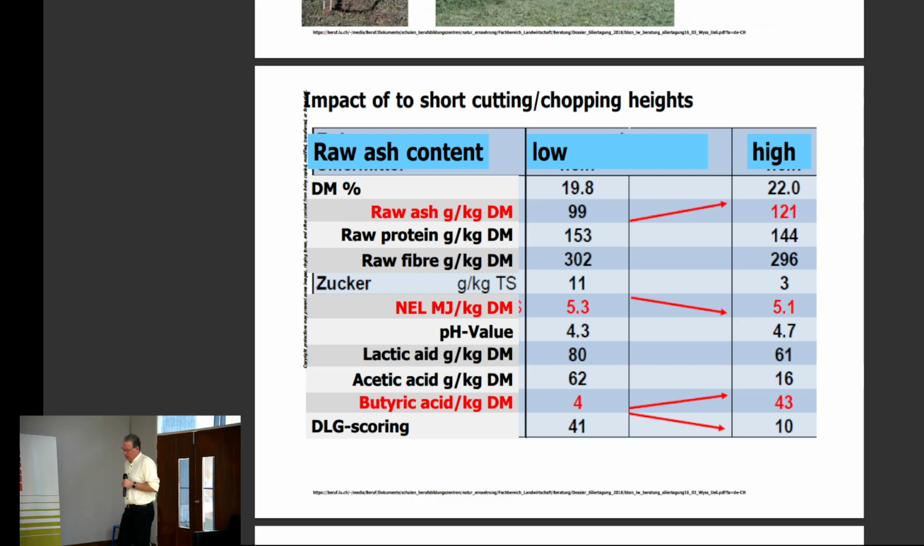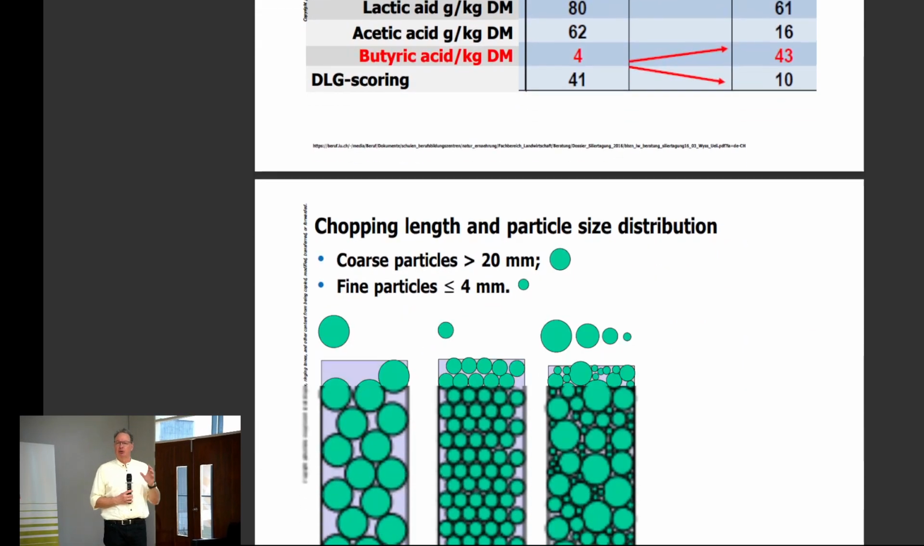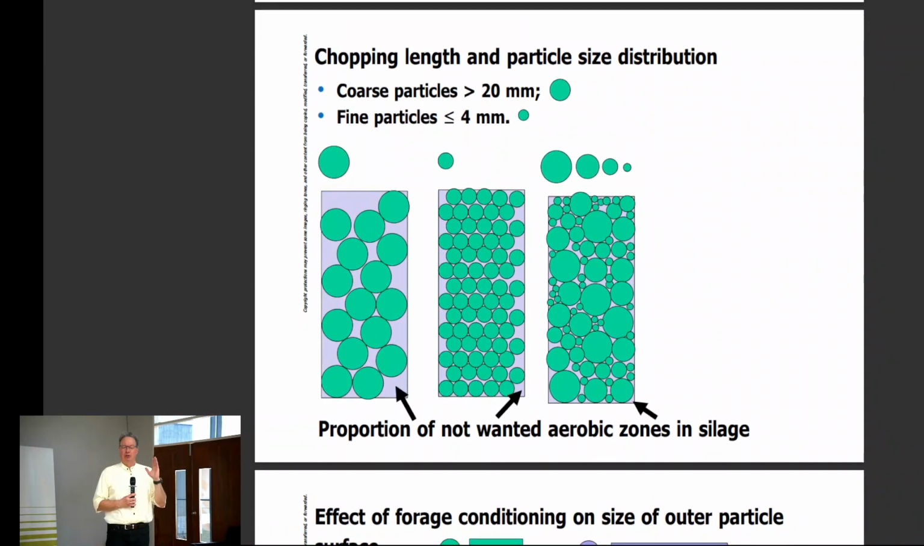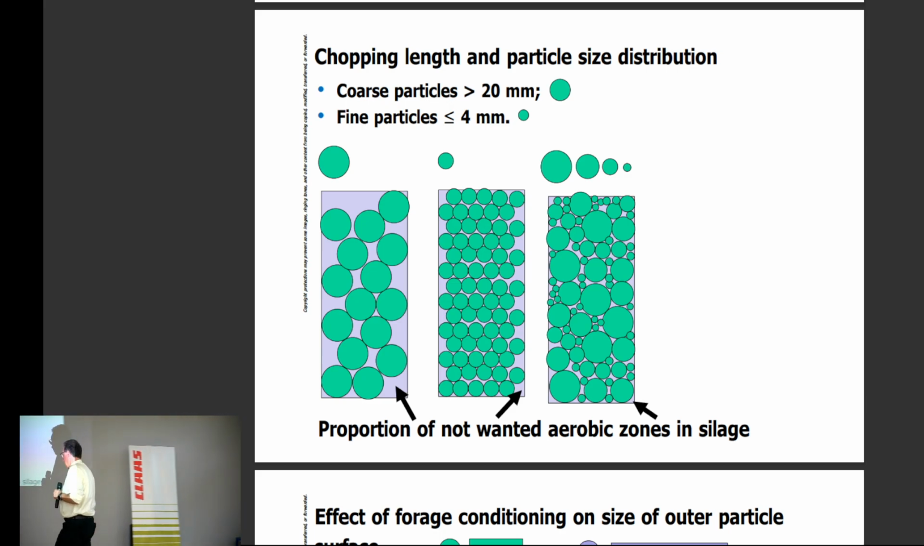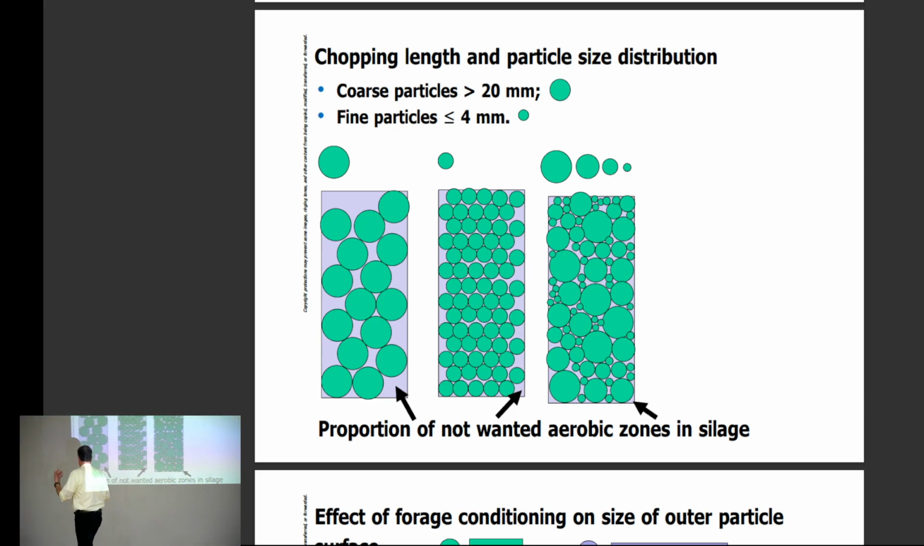And when we go down to the chopper, one topic is the chopping length. So, the theoretical chopping length of your forage. And what is the general idea about it? Of course, you have big particles, coarse particles, and smalls. The more big particles you have, the more gaps you have where there is oxygen in.